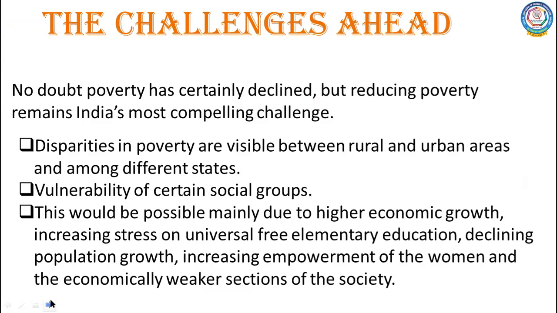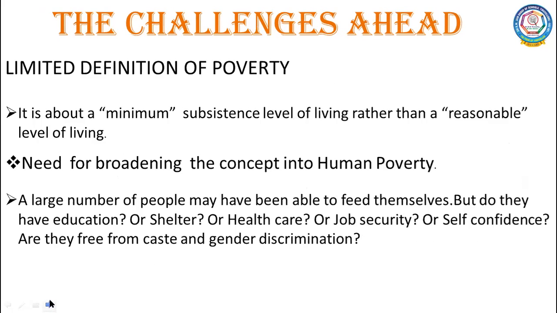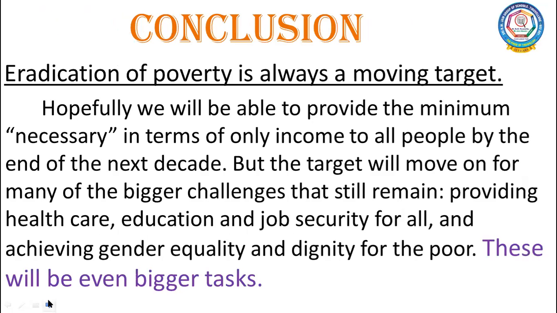And of course, the challenges ahead. Even though we can see that to an extent the poverty level has decreased, we still have certain targets which have to be eradicated from society. And of course I told you, even though they have a shelter, food, clothes or job security, what is it that they really deserve? And we can say that eradication of poverty is always a moving target, children. If we have acquired one thing, we have to go in search of others. So this will really be a big task.